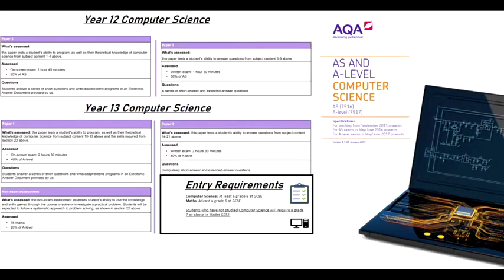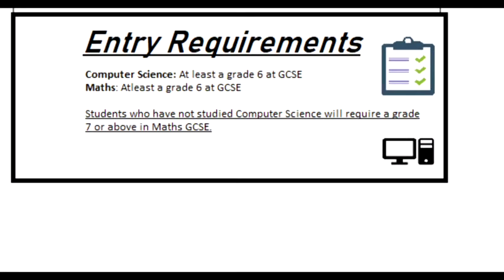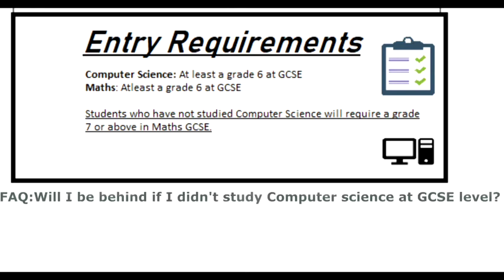We'll start this off with the entry requirements. To study computer science, you need at least a 6 in both computer science and maths. Alternatively, you can also join the course with a grade 7 or above if you haven't done computer science at GCSE. One of the most frequently asked questions is, will I be behind if I didn't study computer science at GCSE level? The short answer is no.